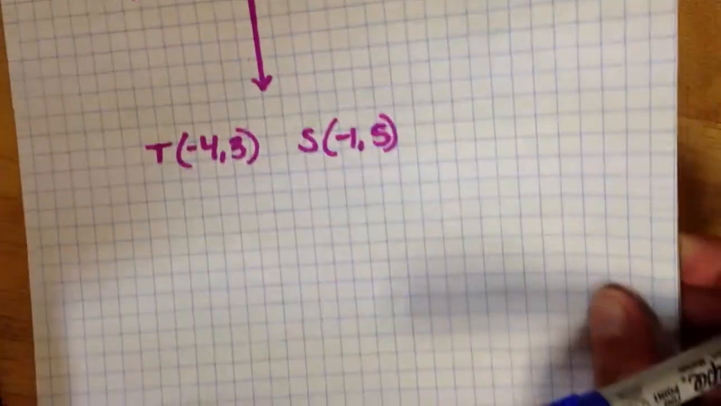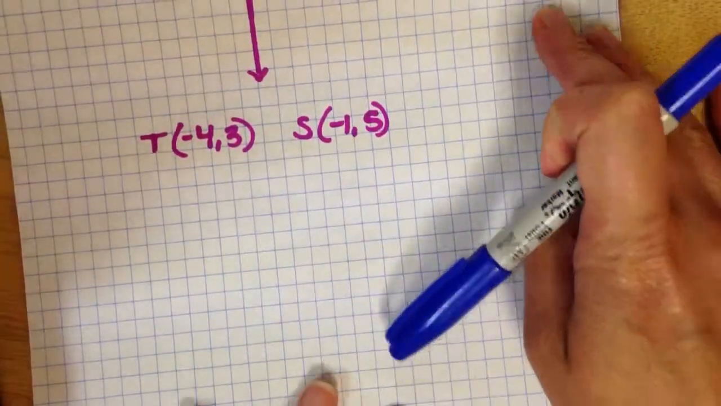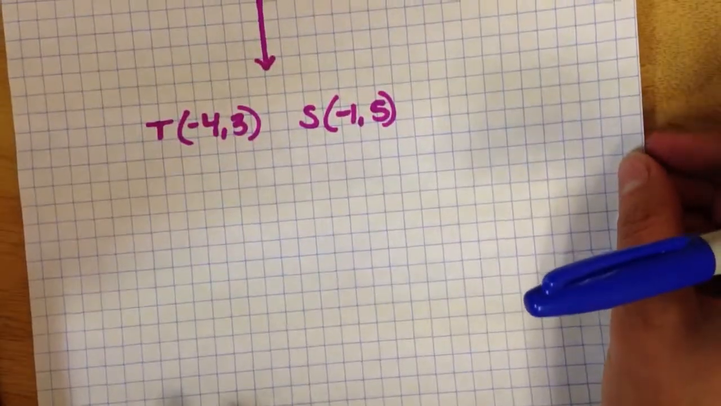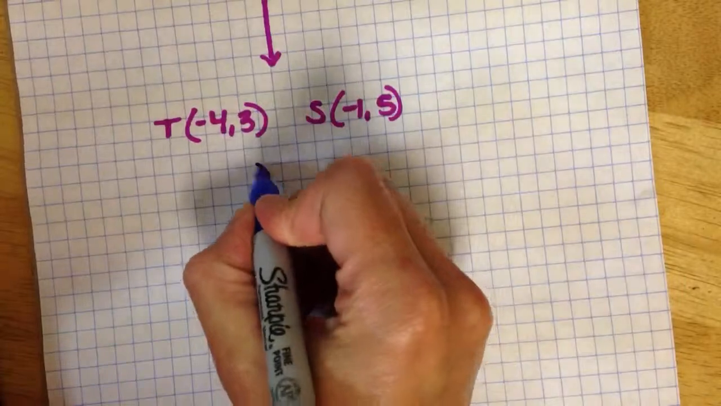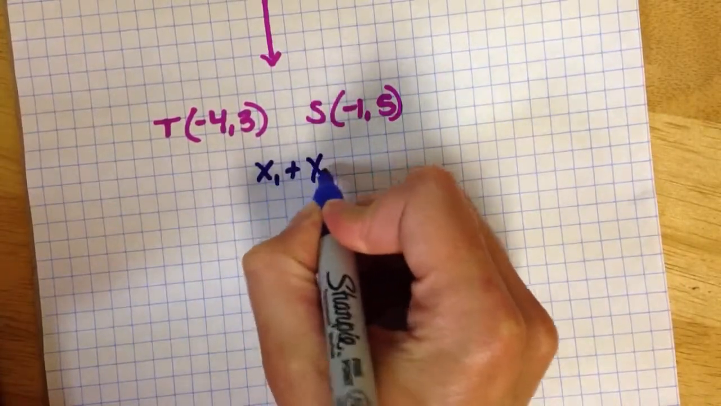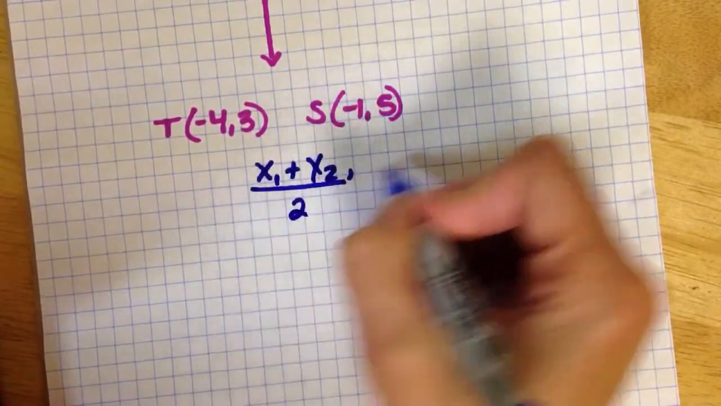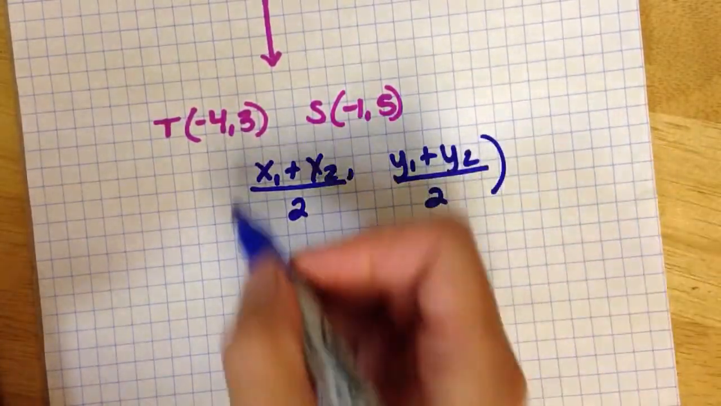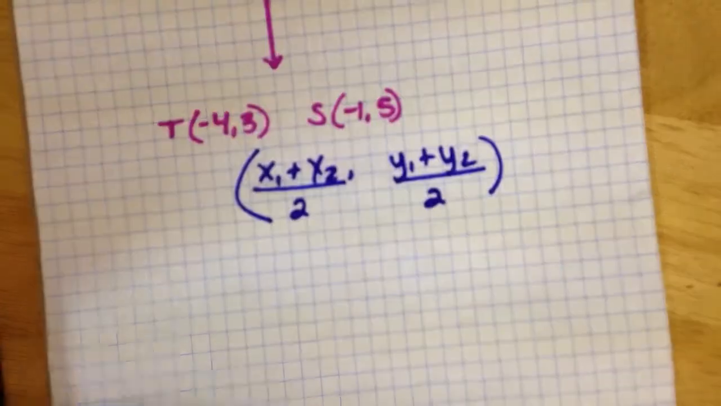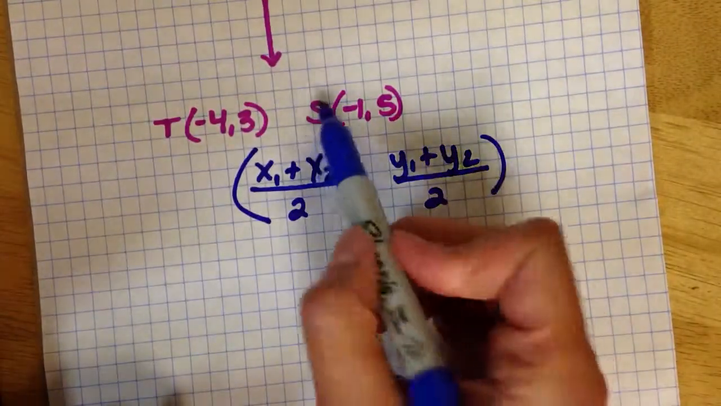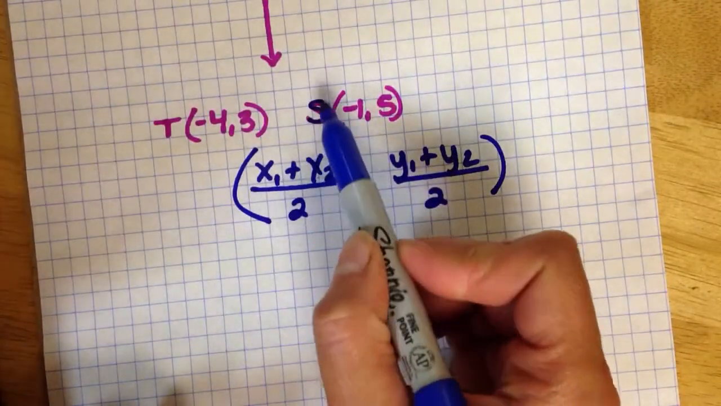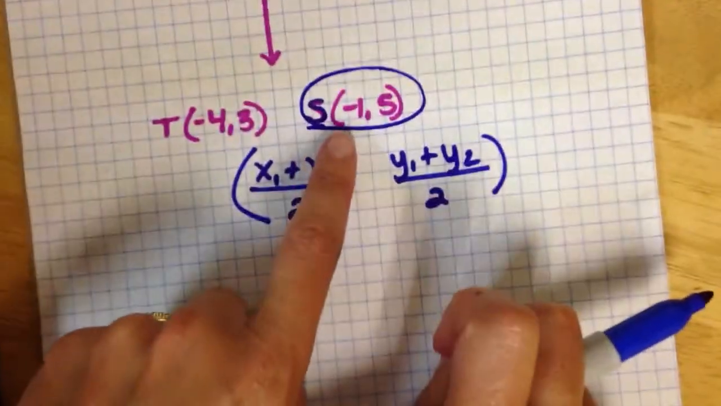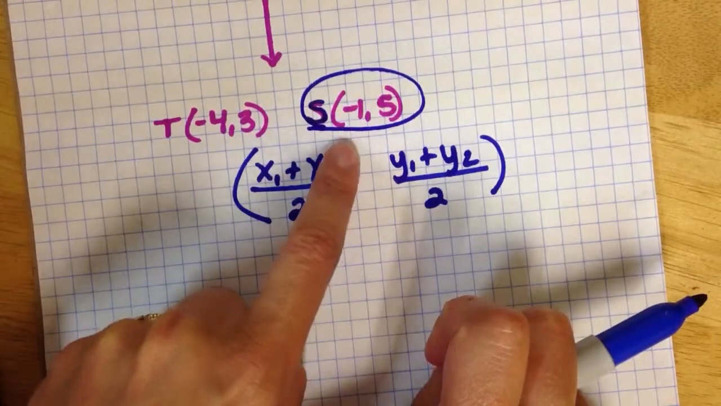Okay, your other option, which you'll probably have to use for number 45, is to actually just use the midpoint formula. So here is, again, the midpoint formula. So S is the midpoint, so this has to equal that when we're done.